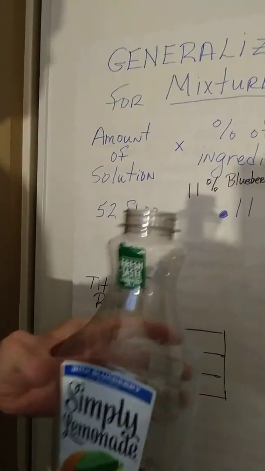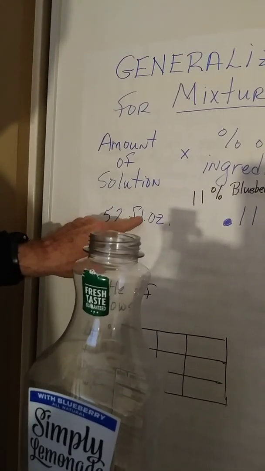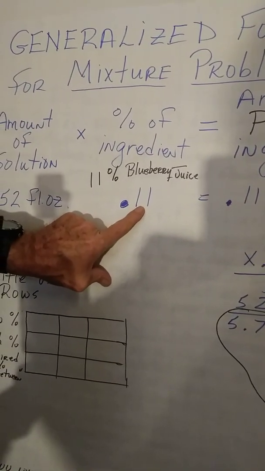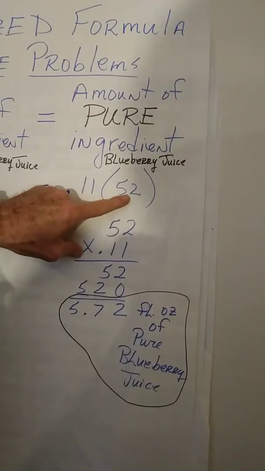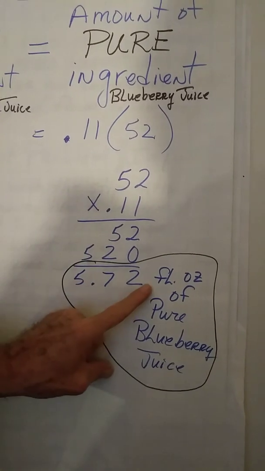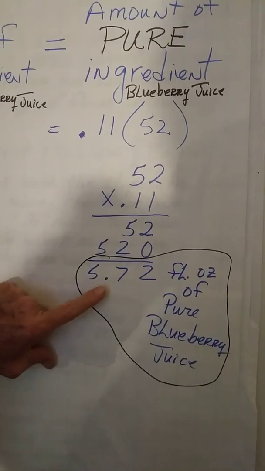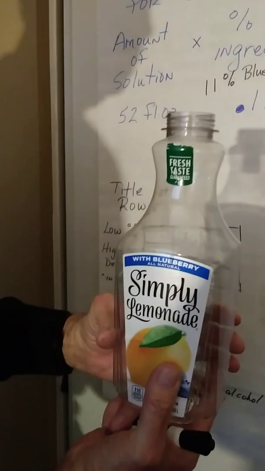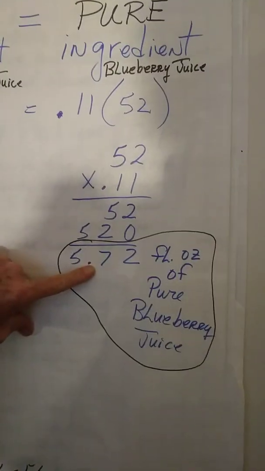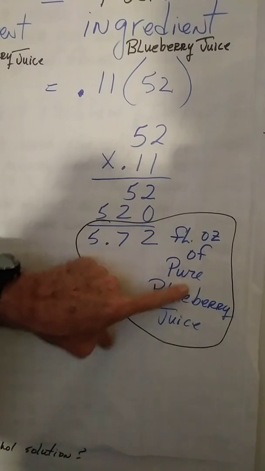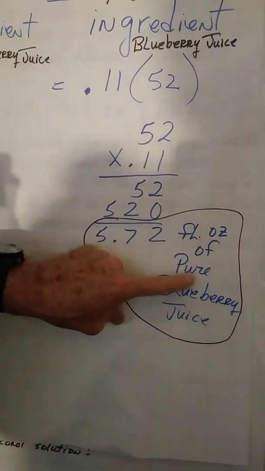It's got other natural additives. If we multiply the total fluid ounces of solution that's in this container by the strength of the blueberry juice that's in here, 0.11 times 52. Here's the multiplication. I multiplied, I came down and I moved the decimal point over twice. Almost 6 fluid ounces of this entire container, 5.72 fluid ounces, almost 6 fluid ounces is nothing but pure blueberry juice. Pure blueberry.